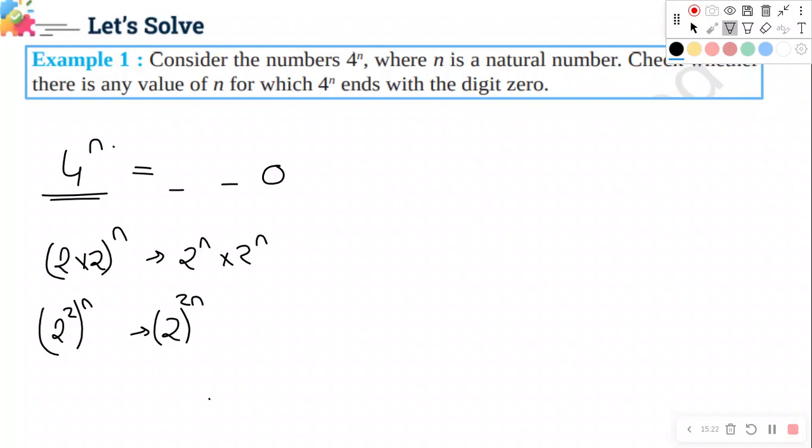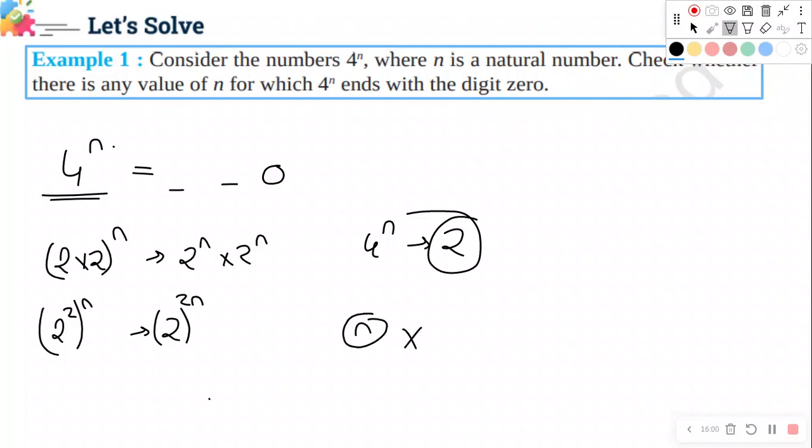So that means the factorization of 4 raised to n will be what? The prime factors of 4 raised to n will always contain a 2. That 2 will always be there. Now as per the fundamental theorem of arithmetic, there are no other prime factors of 4. What does 4 have? Just 1, 2 and 4. Correct. Leaving aside 1 and 4, other than 2 there is no other prime number. So that's why we can say there is no natural number n for which 4 raised to n ends with a 0. There is no such value of n.